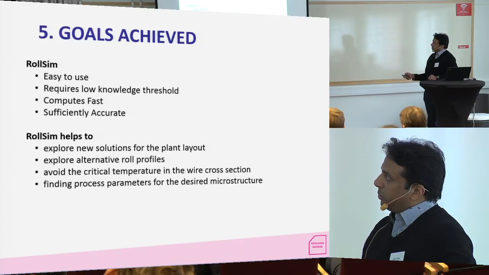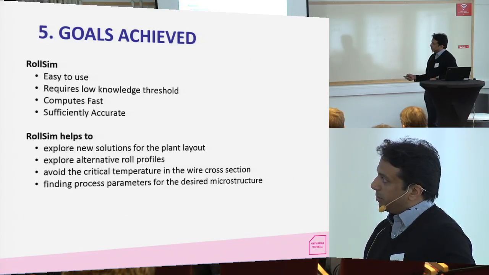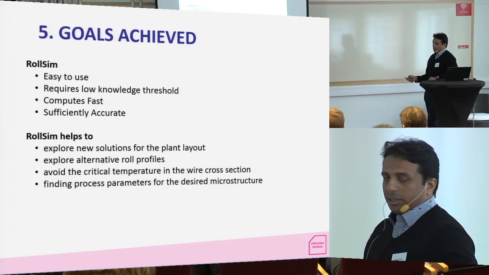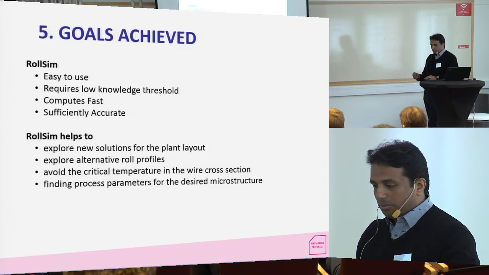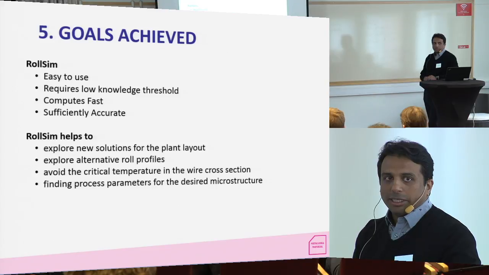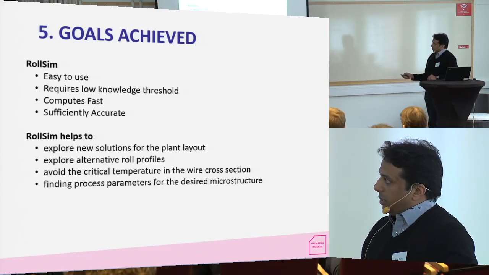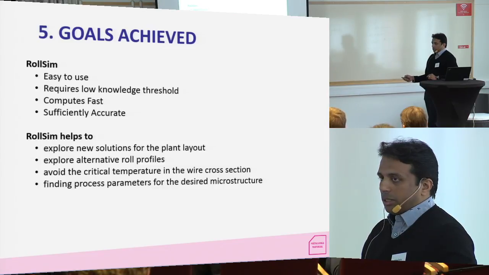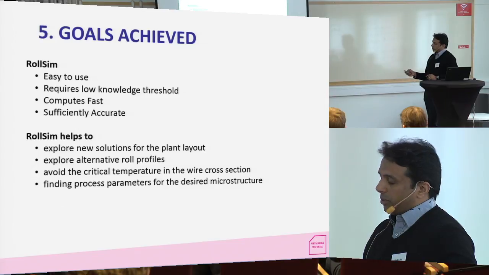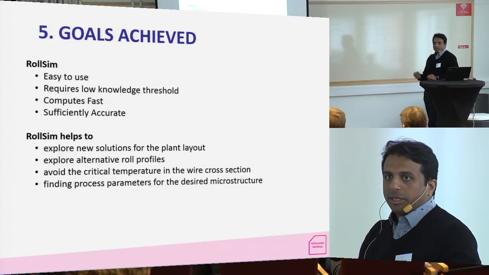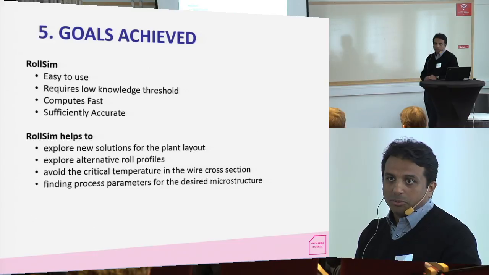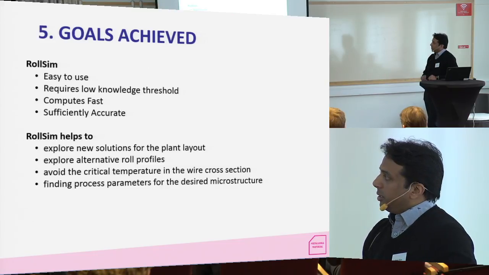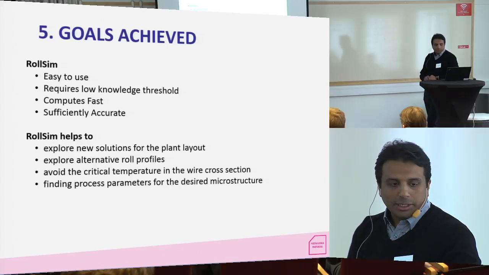It helps us to explore new solutions for plant layout. You could try different roll profiles, and the main point is to avoid the critical temperature in the wire cross section, so you don't form pores or defects while rolling. We also have the possibility to compute the microstructure by exporting the data from RollSim and putting it as an input to the Migdal software from Swerim. So that's the status.